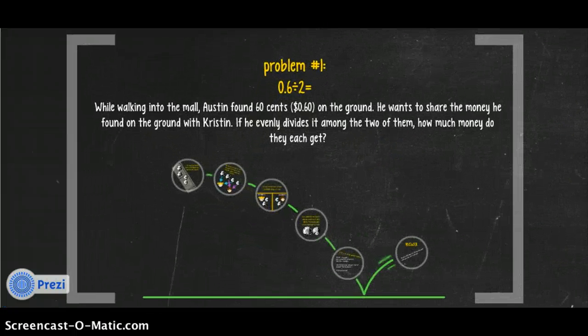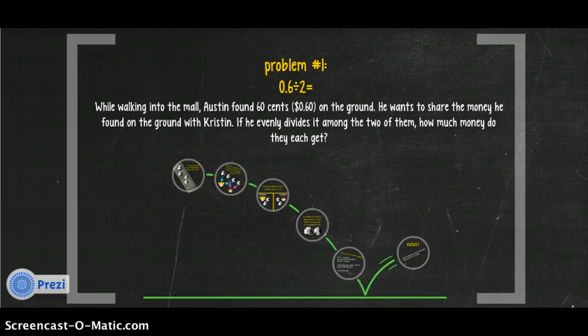So our first problem here is going to be 0.60, or 60 cents, divided by 2 people. While walking into the mall, Austin finds 60 cents on the ground, and he wants to share the money that he found with Kristen. If he evenly divides it among the two of them, how much money will each of them get? So let's try to figure this out.